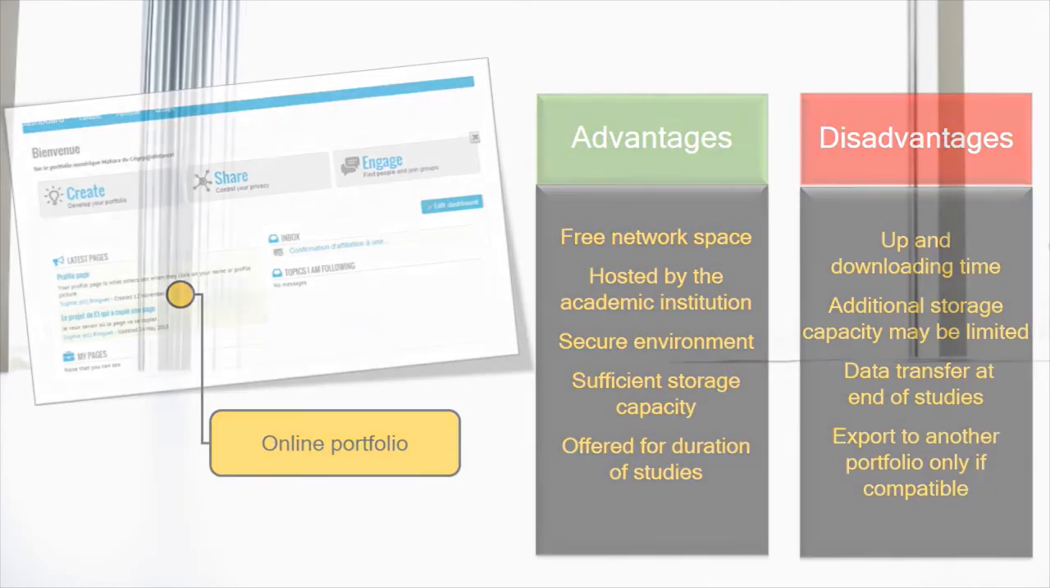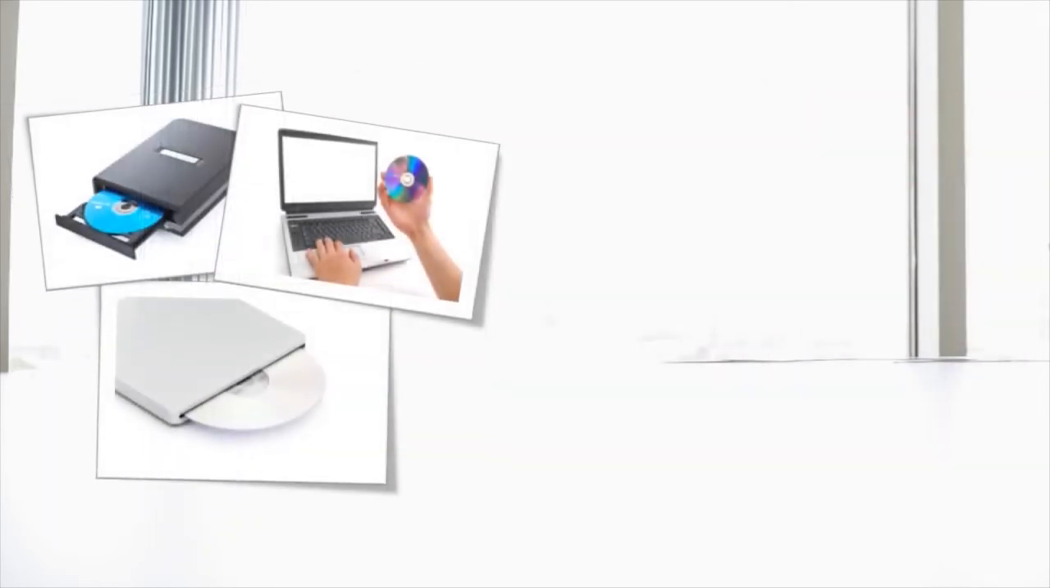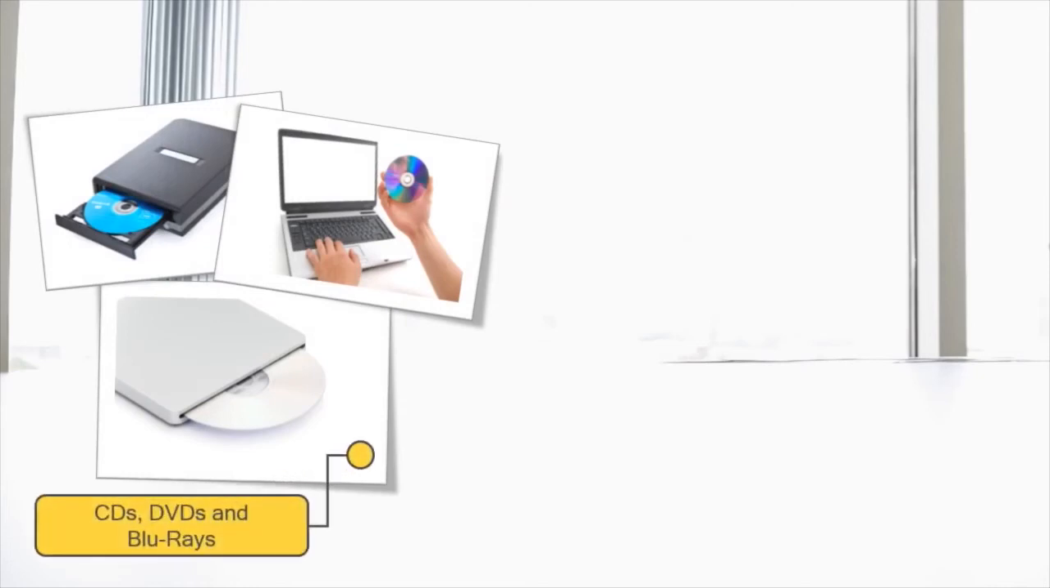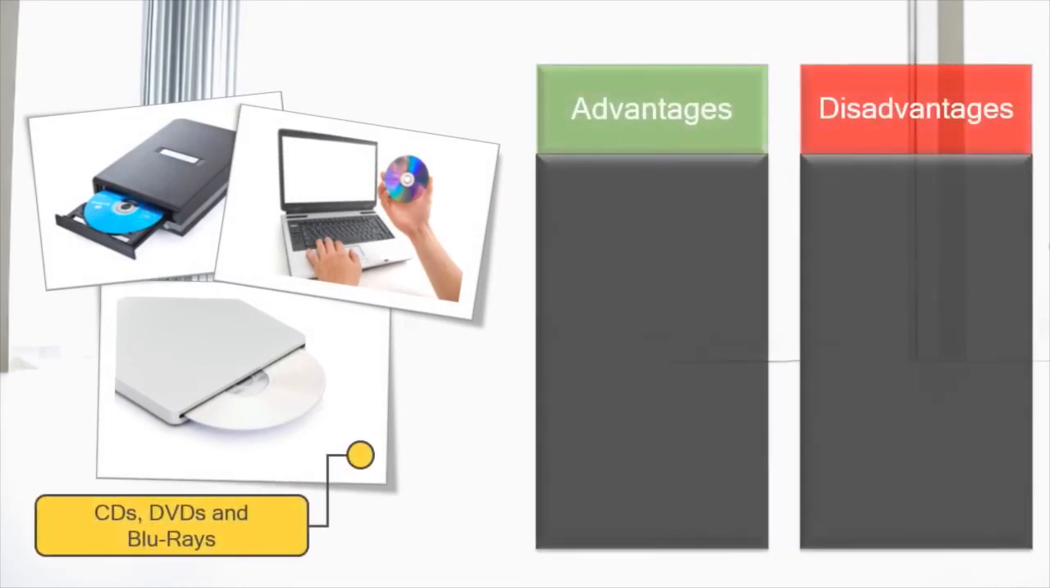A friend of Eric's advised him to save his files on rewritable disks. Rewritable CDs, DVDs, and Blu-ray discs are widely available and very affordable. They are light and easy to carry. You can also make several copies to distribute copies of photos, for example.